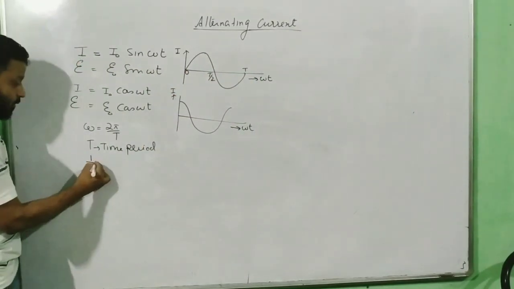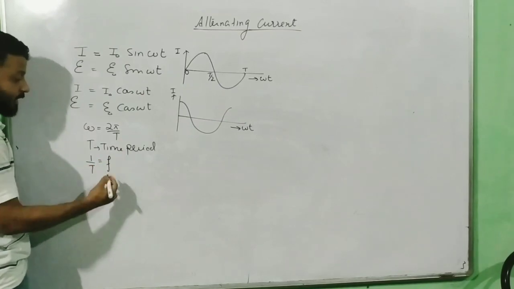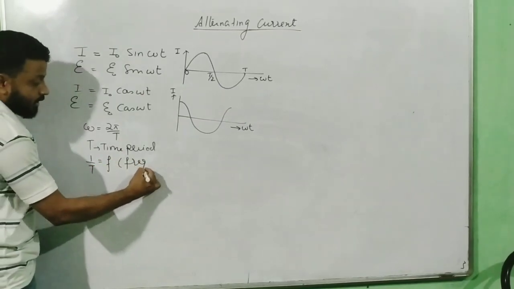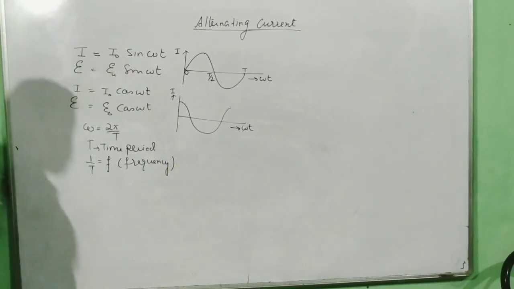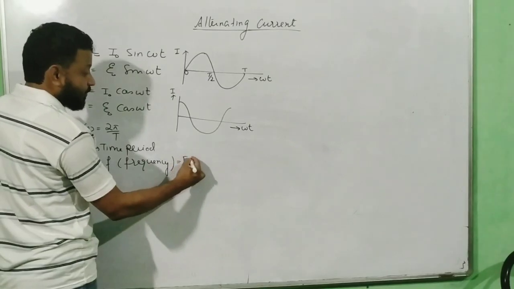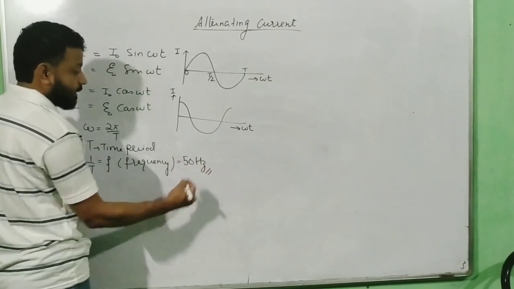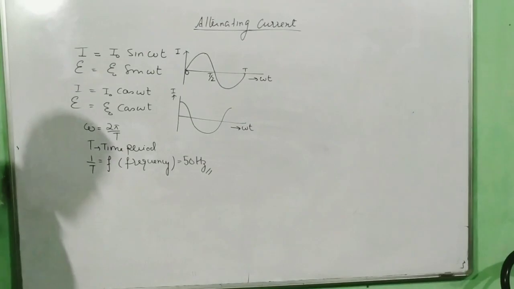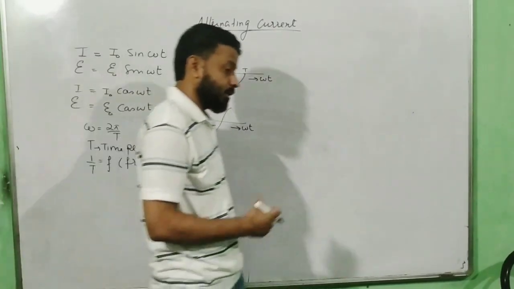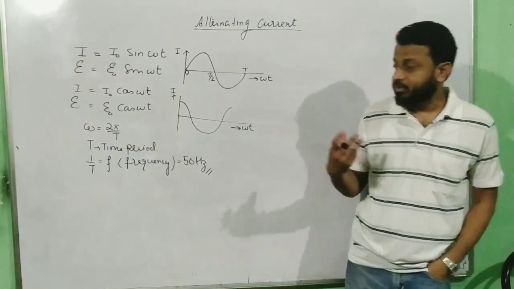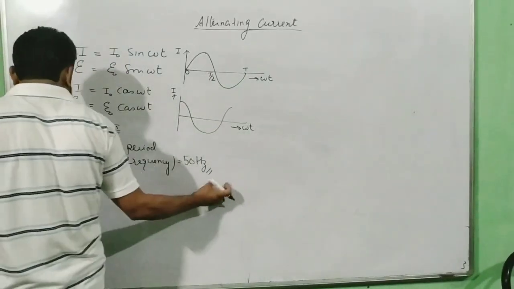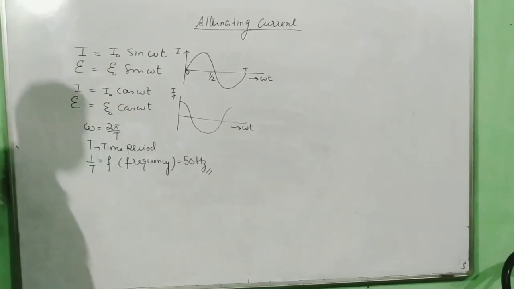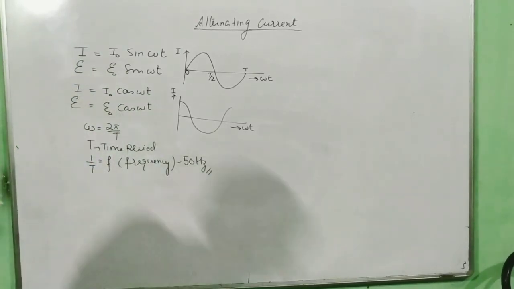So what is 1 by T? 1 by T will be equal to f. What is f? As you know, it is frequency, that is the number of cycles in 1 second. In India, this frequency value is 50 Hz. This is a very important 1 mark question. In India, the frequency at which we generate electricity is 50 Hz. Very important data over here. Now let's move ahead with this.